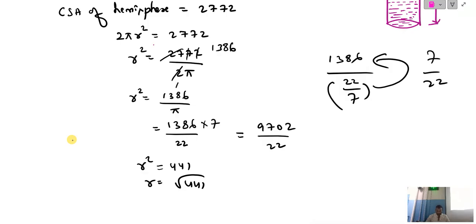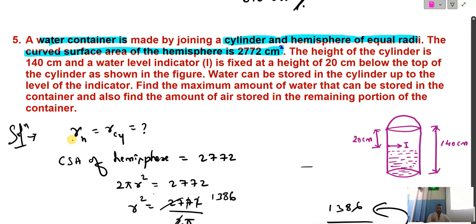Now, what is the square root of 441? 21. 21 into 21 is 441. So the radius is 21 centimeter. Now come back to the problem. By using this one sentence, we have solved the rest of the steps. Like this only you are supposed to solve the problem in the exam. Read one sentence, see what value they have given, utilize it and check what has to be done with that.